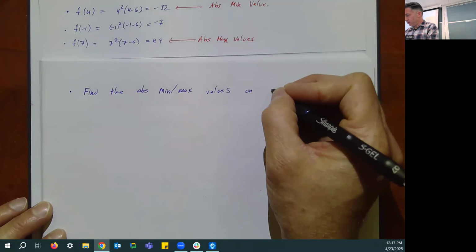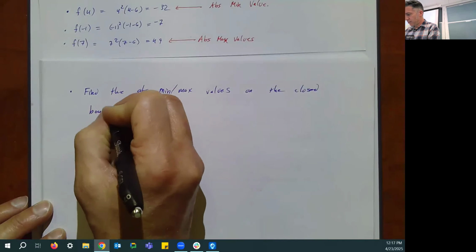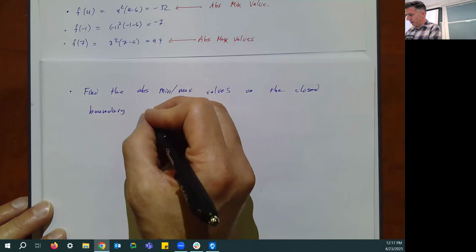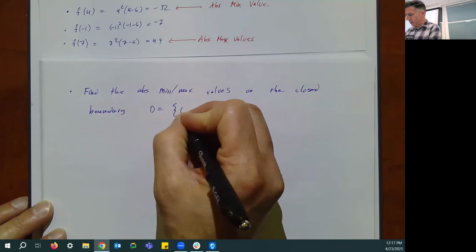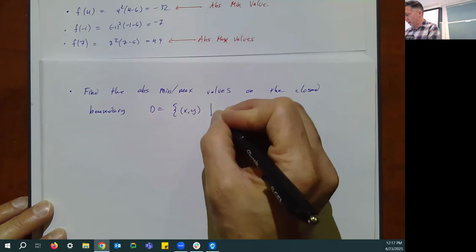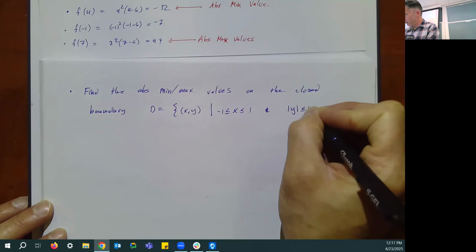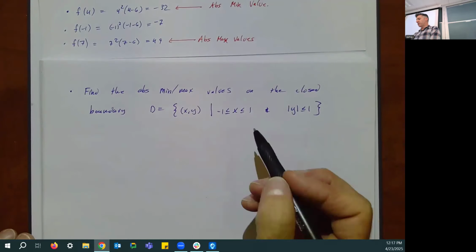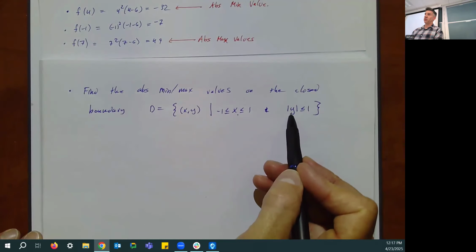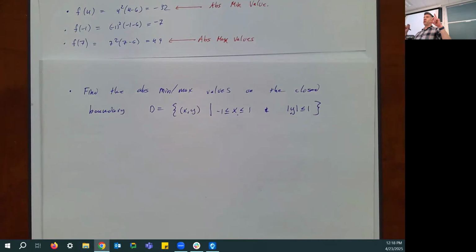On the closed boundary, which is given by D equal to the set of all points x comma y, such that x is between -1 and 1, and y is also between -1 and 1. But look how I've written it in different ways. Here I wrote x is between -1 and 1. Here I wrote the absolute value of y is less than or equal to 1. Those mean essentially the same thing. So we're just within a square that has corners at 1, 1, 1, -1, -1, -1, and -1, 1.